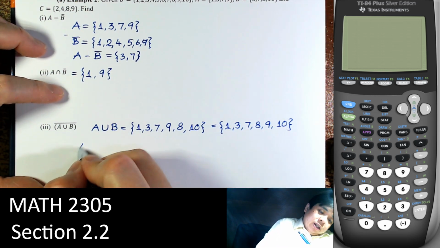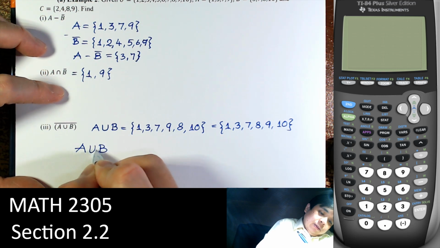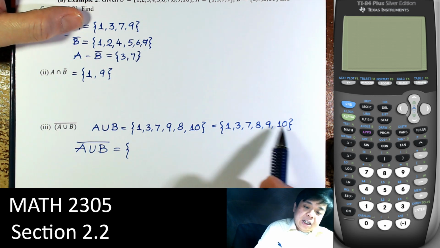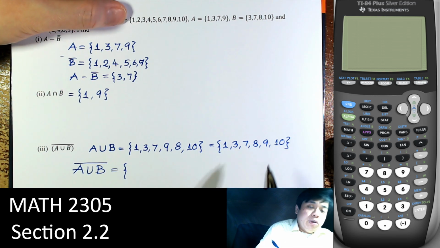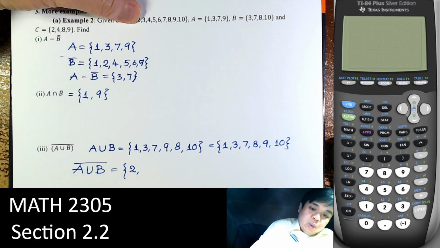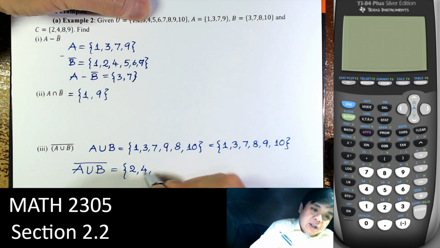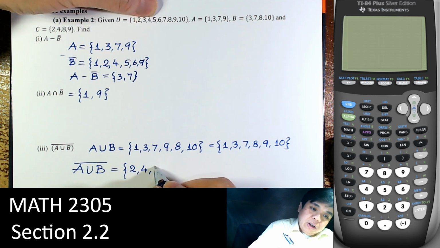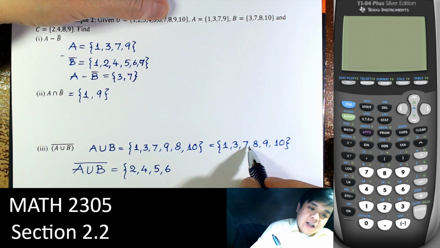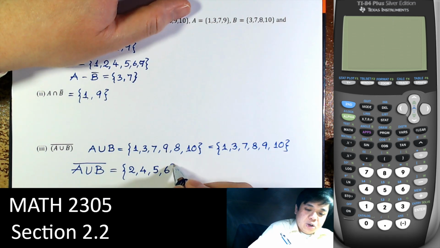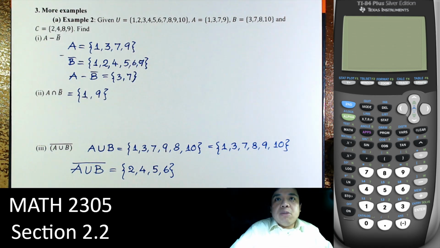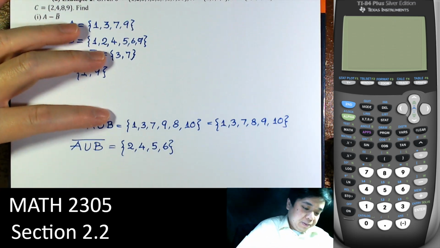Now we find the complement of it. So meaning something not in here. So compared to the universal set, 1 is in there already, so 2 is not, 3 is there, 4 is not, 5 is not, 6 is not, 7 there, 8 there, 9 there, 10 there. So that's all we have. Right. So just based on the definition of those operations, that's simple enough.